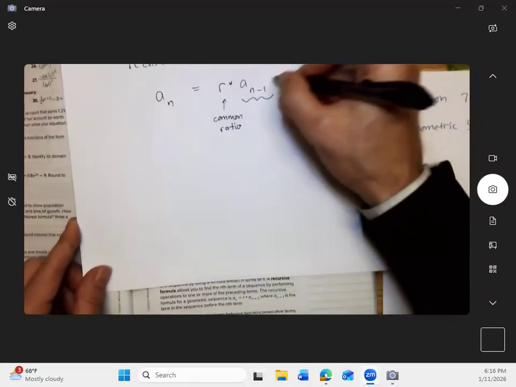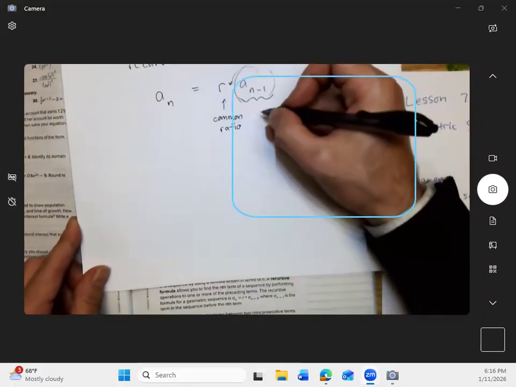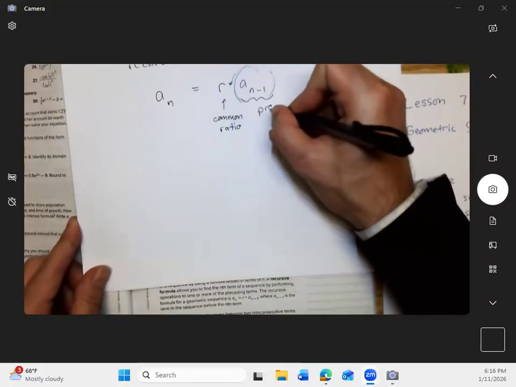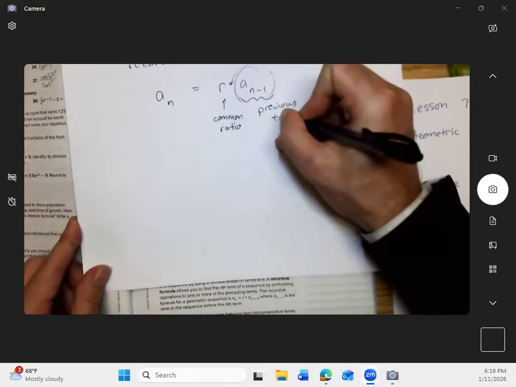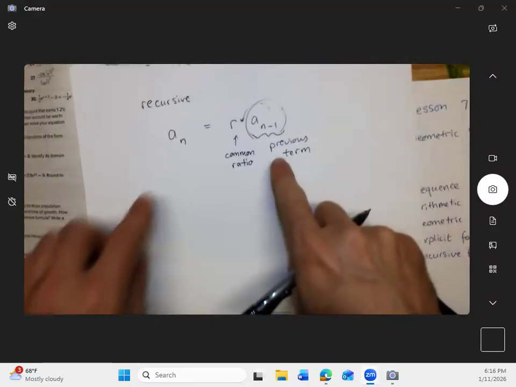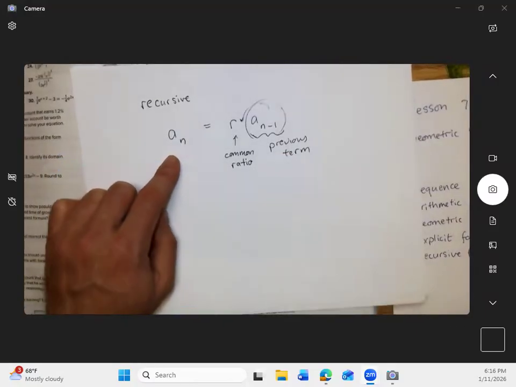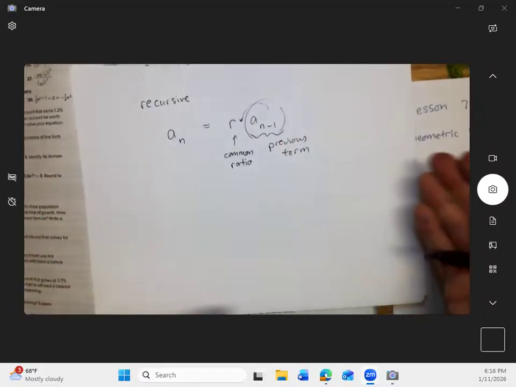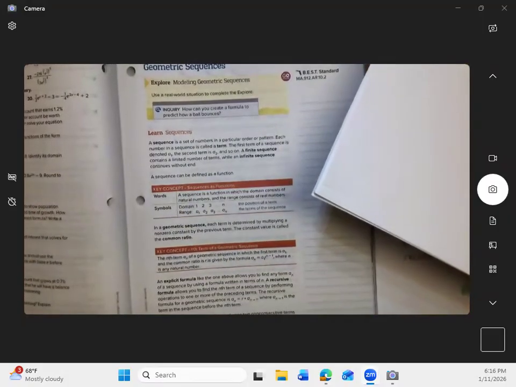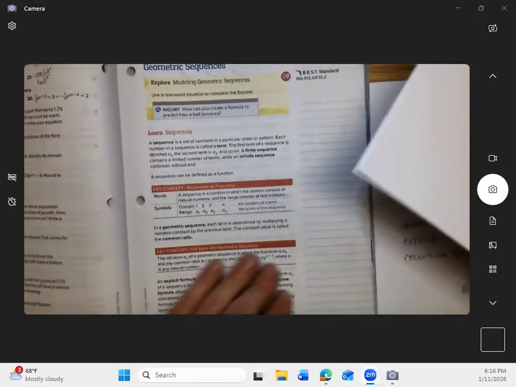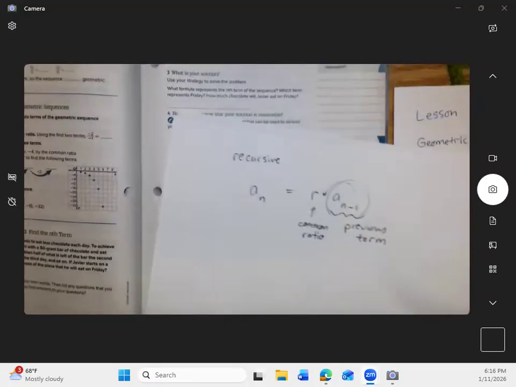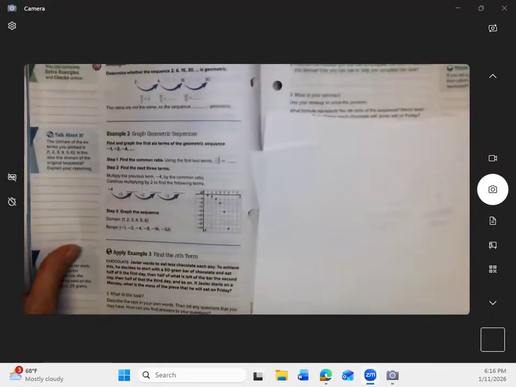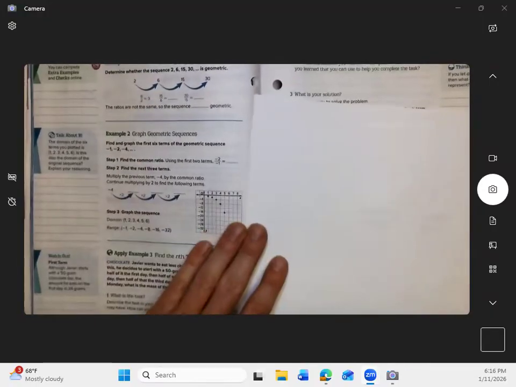Okay. This a sub n minus one bit right here is the previous term, right? Or the term before the nth term. So if they say like, find the 10th term, well, this a sub n minus one would represent the ninth term, whatever that is. Recursive formula. Okay, let's go ahead and jump into the book examples, and then we'll do some textbook questions. Okay. Example one.